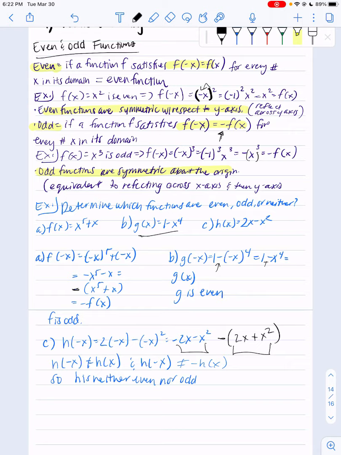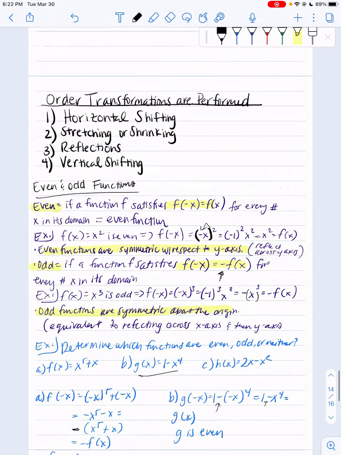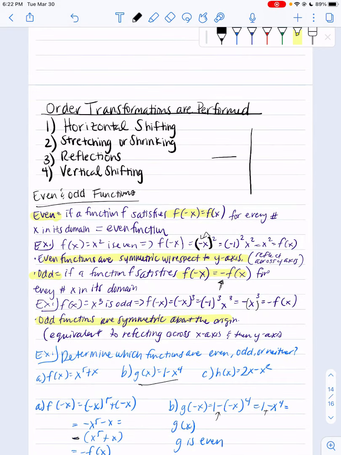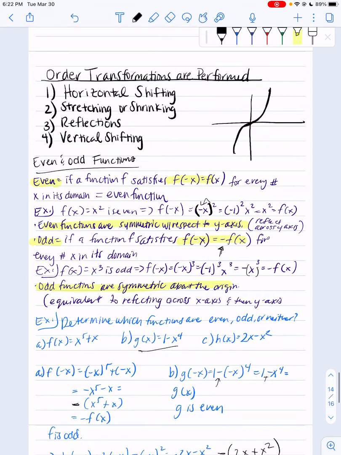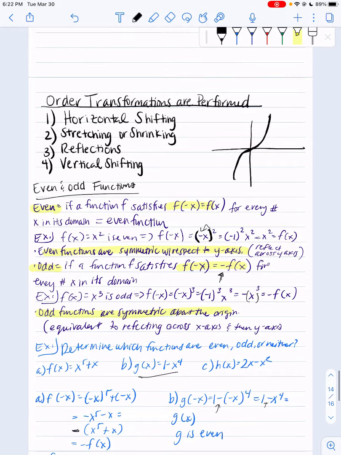Odd functions are symmetric about the origin. So if you graph x cubed, it's symmetric about the origin. It looks like this on the other side of the origin. So symmetric about the origin is equivalent to reflecting across the x-axis and then the y-axis.